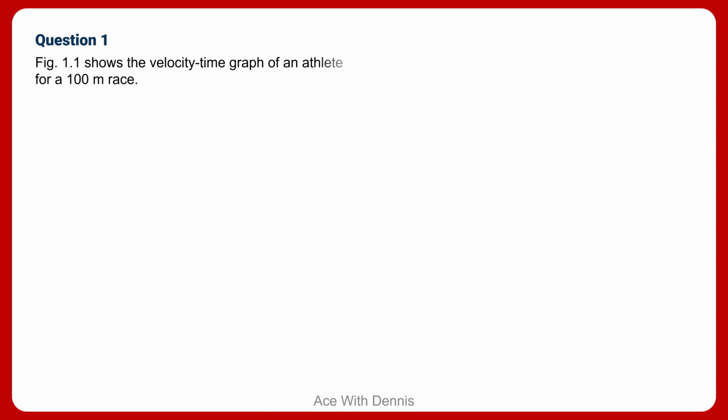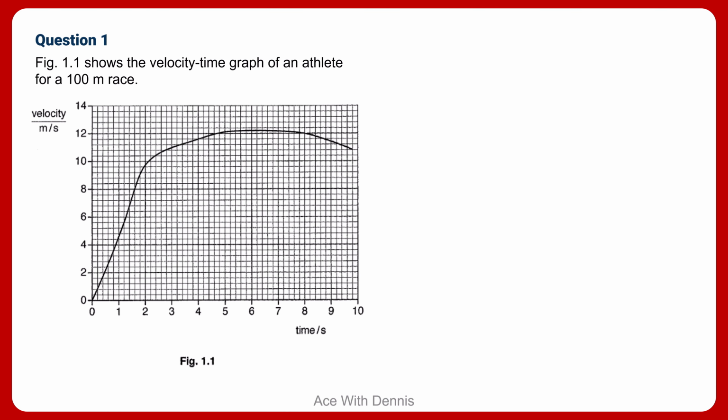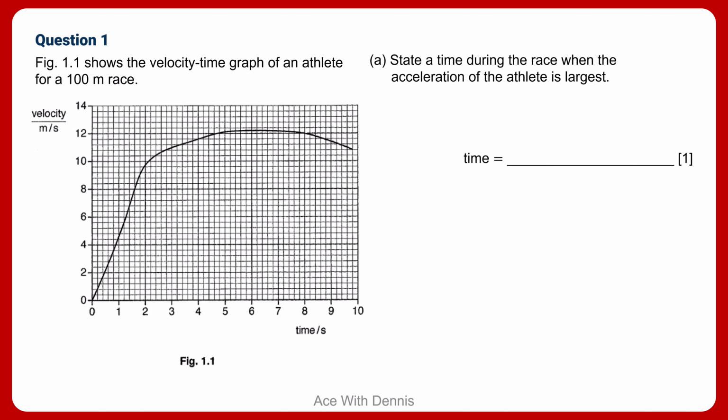Question 1. Figure 1.1 shows the velocity time graph of an athlete for a 100-meter race. A. State the time during the race when the acceleration of the athlete is largest. 1 mark. So this is the velocity time graph, and if you want to determine acceleration, we need to look at the gradient of the graph. So I want to find the largest acceleration. From this graph, we need to find the point with the largest gradient. So this is the point with the largest gradient, and the time is 1.8 seconds.